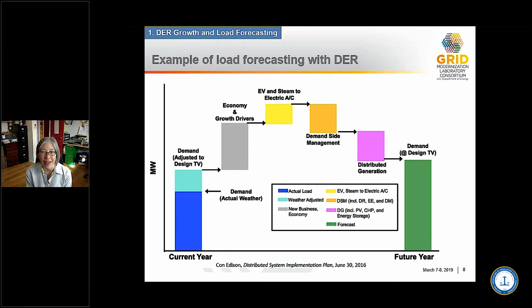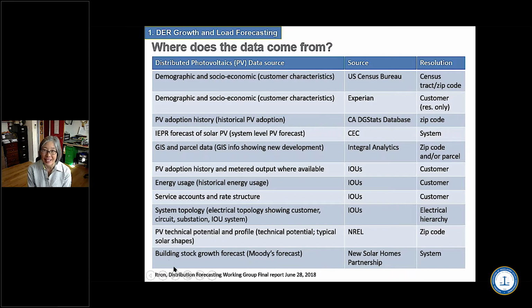If you go to the next slide, Carrie, this table, and you don't have to read it all, just gives you an example of the data that goes into one piece of that last graphic. So this is just the data that goes into the PV forecasting, the distributed PV forecasting in California.